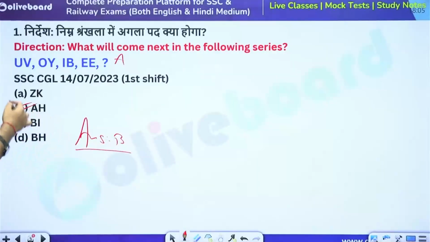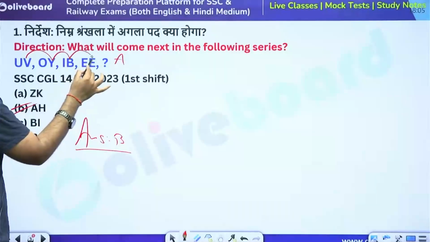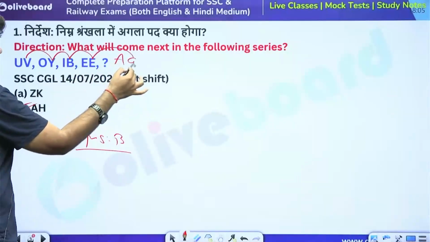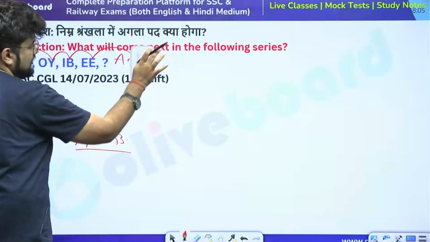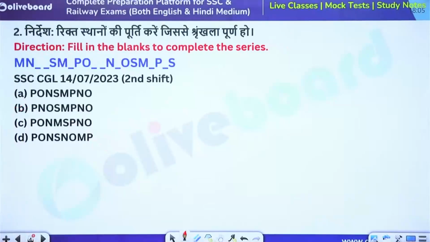Now this is one approach. The other thing you can do here is 22, 25, so plus 3, 28, plus 3, then 2, 5 plus 3 is 8. So as it is, you will get H here, and AH is the correct answer. You can verify if you are not aware of that. Okay. Next. Repeat letter series.